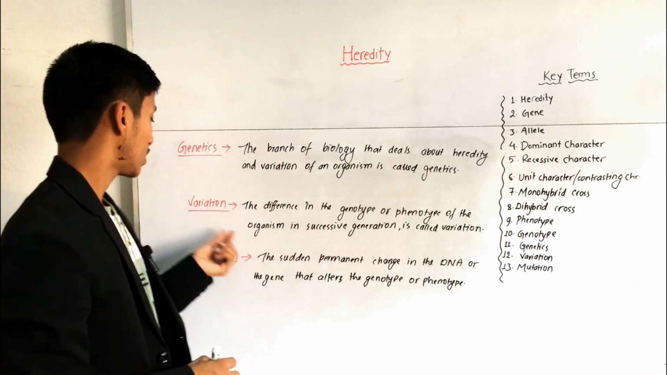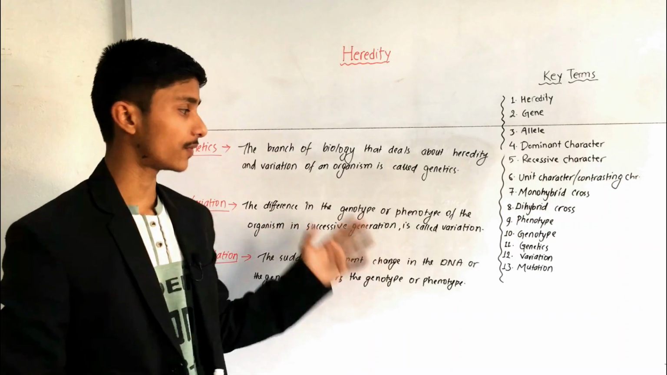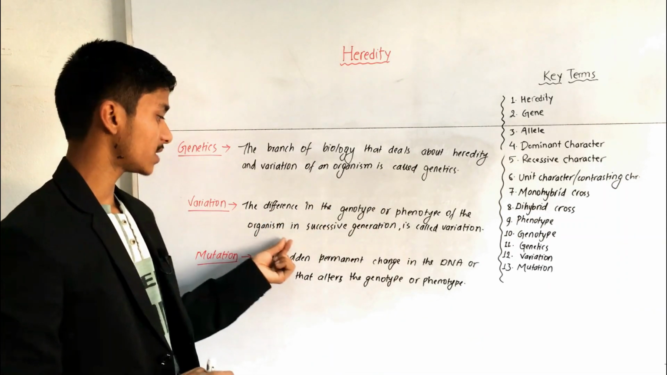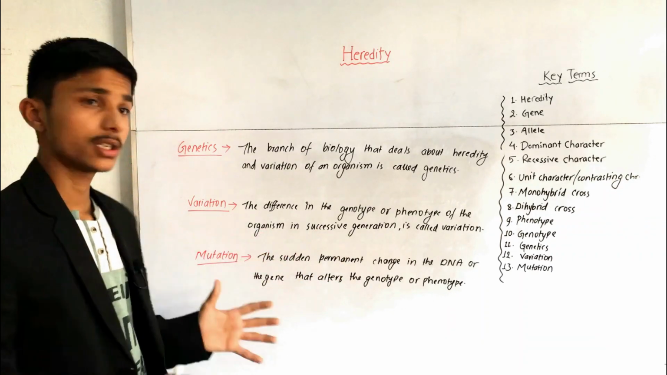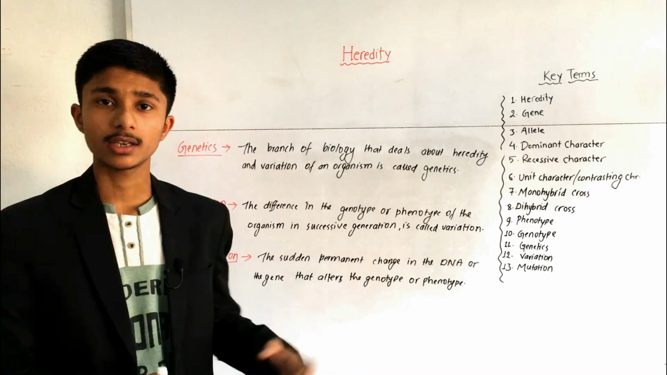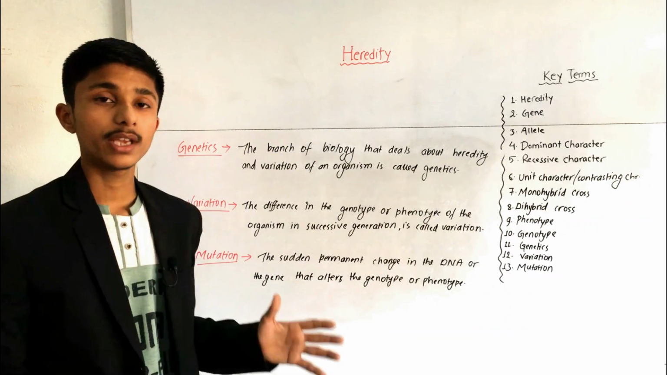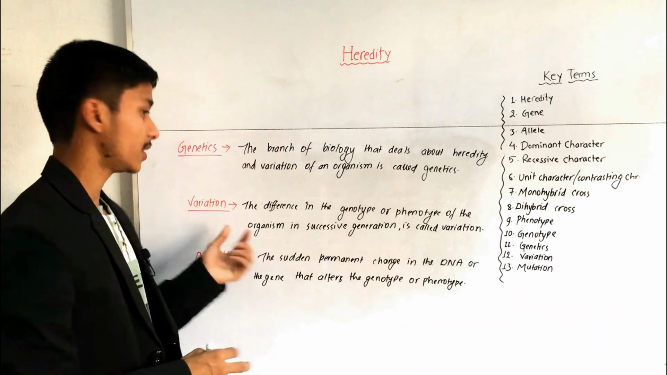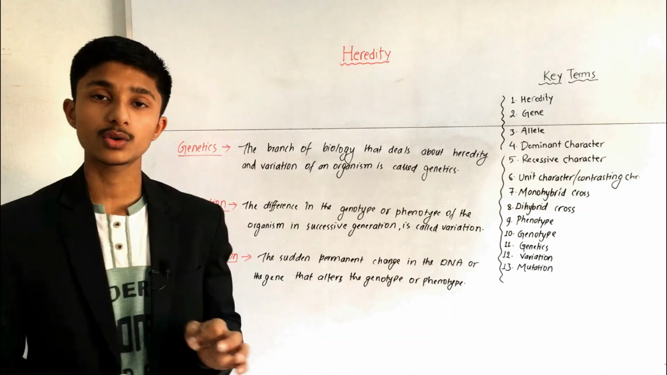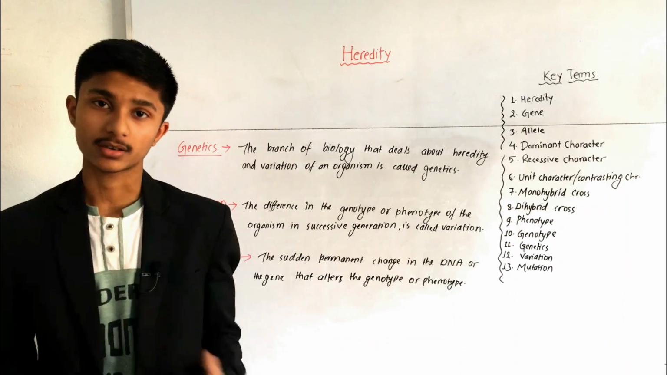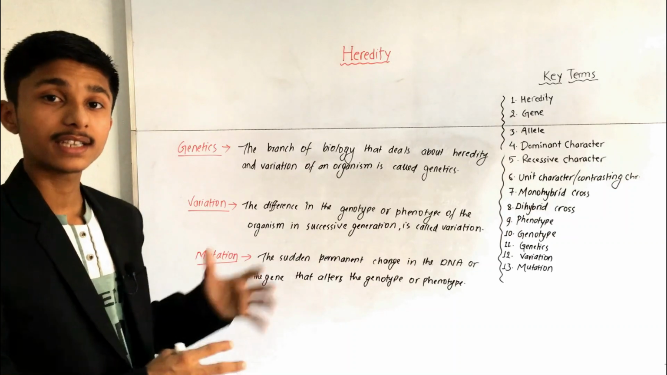Similarly, variation. What is variation? The difference in the genotype or phenotype of the organism in successive generations. For example, in the first generation there is some character, and in the second generation it changes. We can determine variation even in twins. Even identical twins do not have the same characteristics. That is called variation.